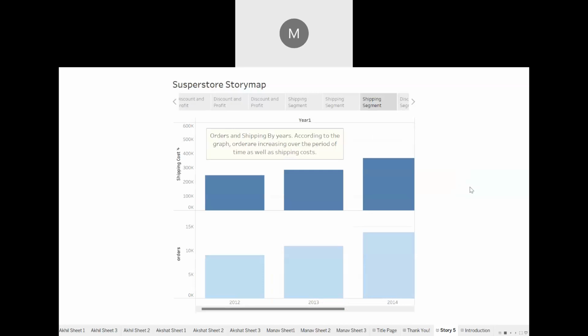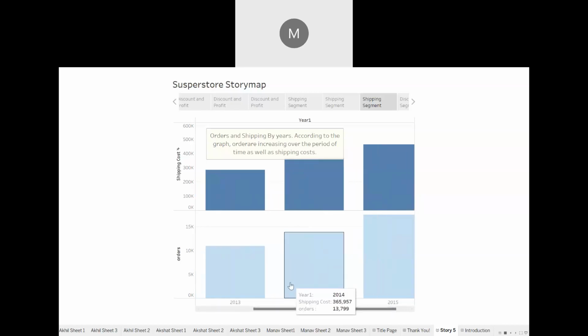So the third one is the shipping cost and orders by the year. So as we can see, total number of orders in 2012 was like 8,900, so it's almost 9,000 orders. And for that, the shipping cost was around 250 grand. So it's kind of high, but as we can see, it's growing exponentially every year. In 2013, the number of orders was 10,900 and the shipping cost was around 284,000.